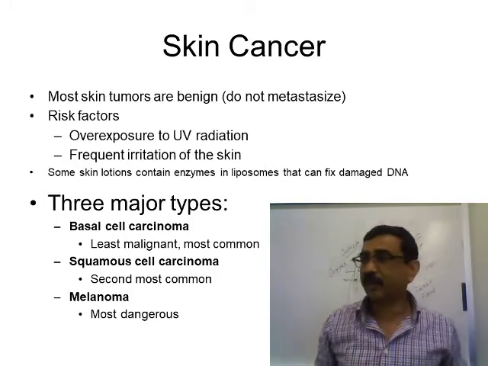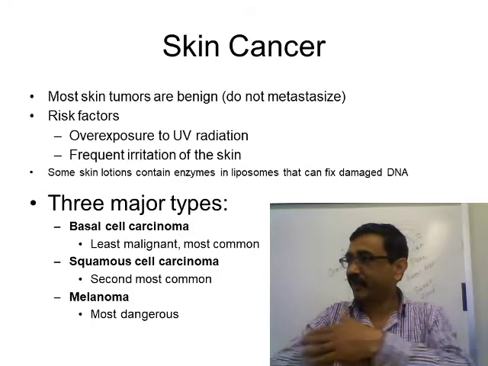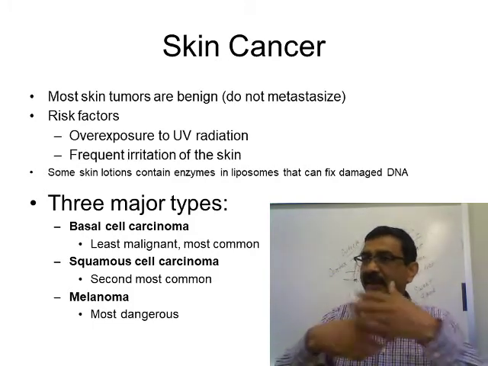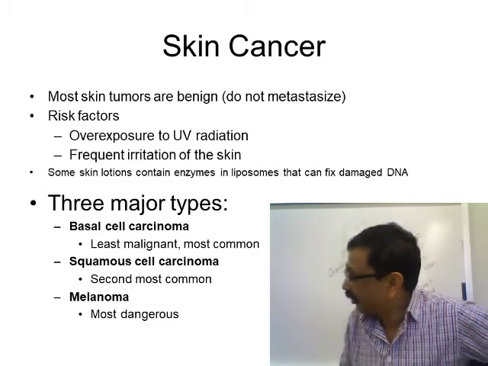Uncontrolled abnormal multiplication of the cell can be caused by frequent chemical irritation. I'll give you another example, mechanical irritation. If something is scratching your skin all the time, that can change the behavior of the cell, or the structure of the cell.